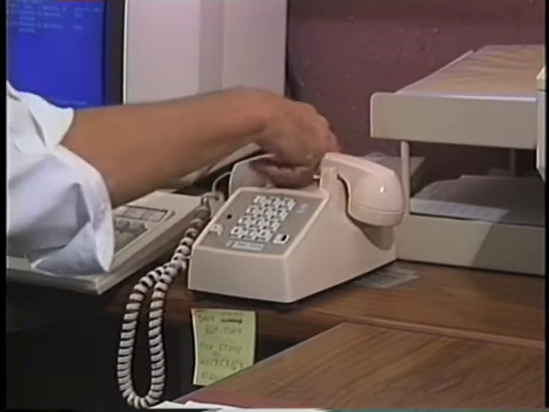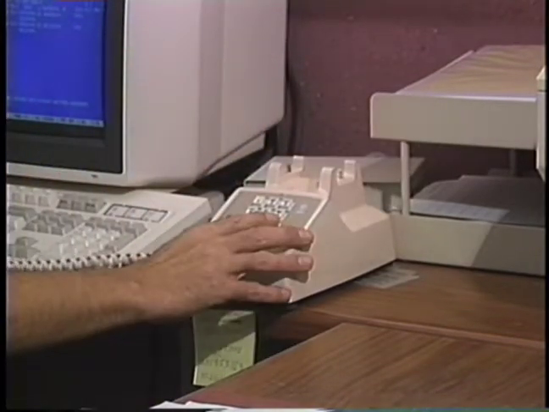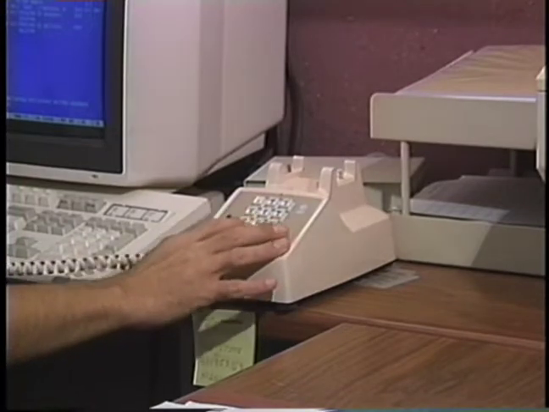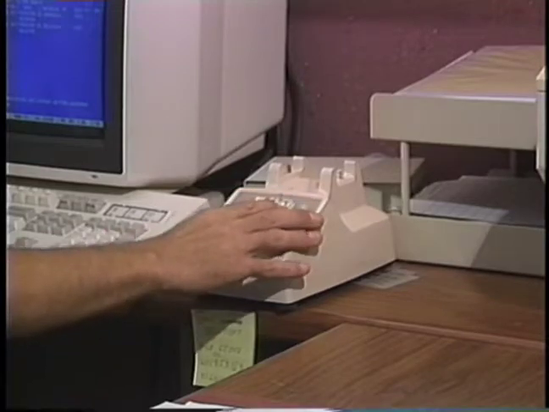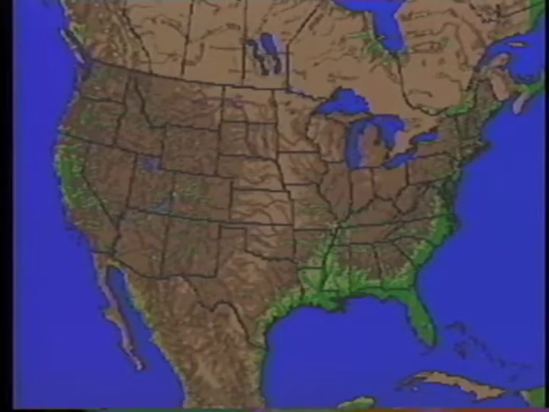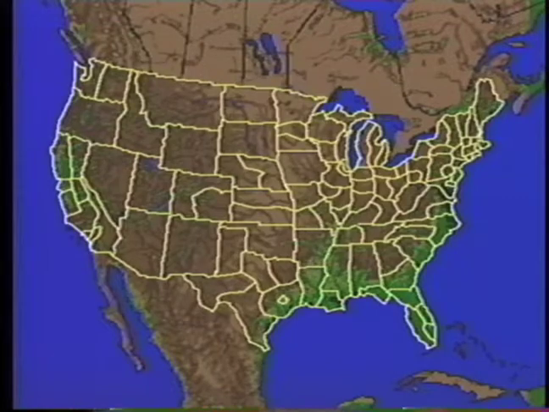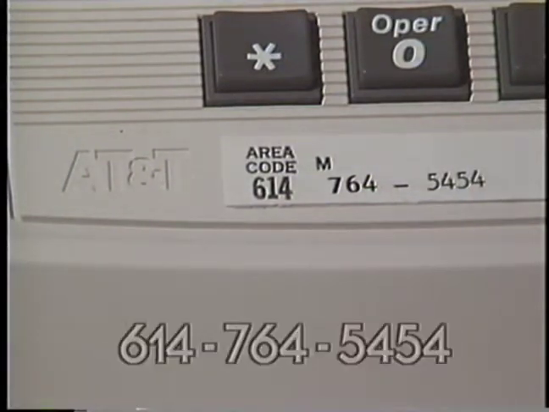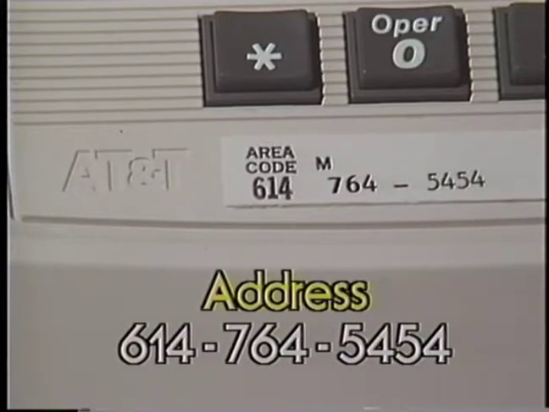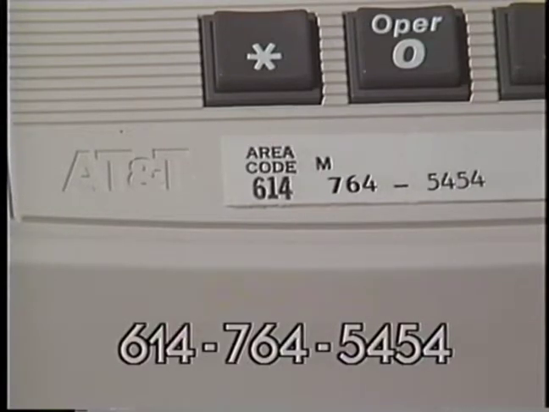One of the reasons that today's toll network operates so effectively is because of direct distance dialing. This allows a number to be dialed directly without the assistance of an operator. Direct distance dialing is possible because of the North American numbering plan implemented in 1947. With the North American numbering plan, every telephone station receives a unique 10-digit number called an address. Each address is divided into 3 codes, which tell the switching system the exact location of the dialed call.